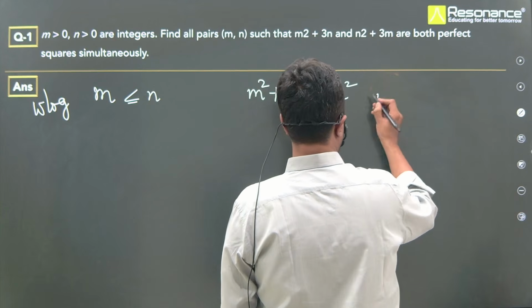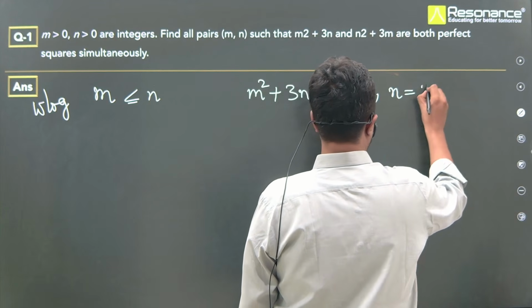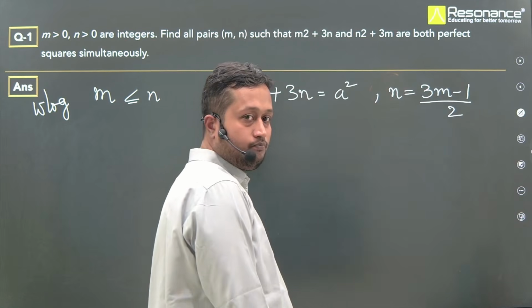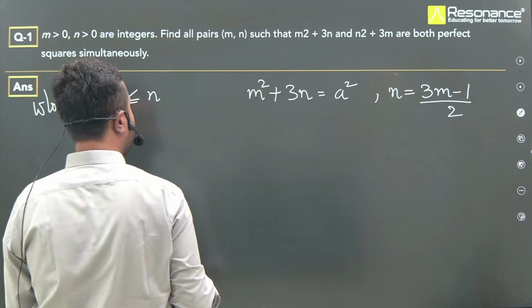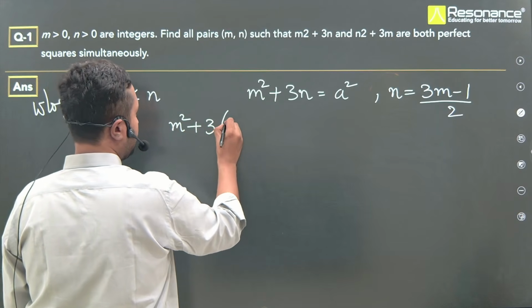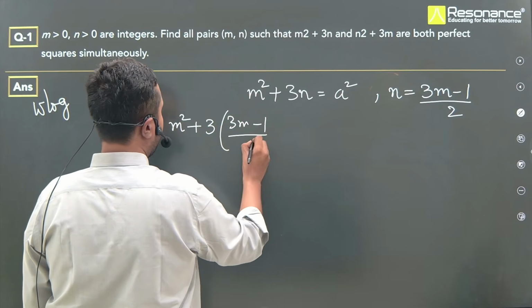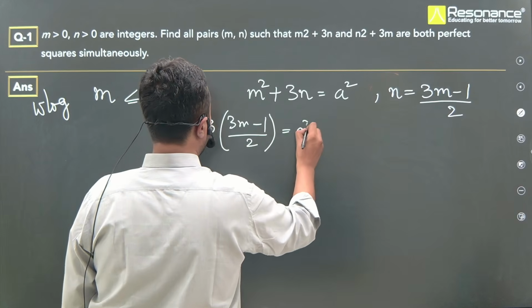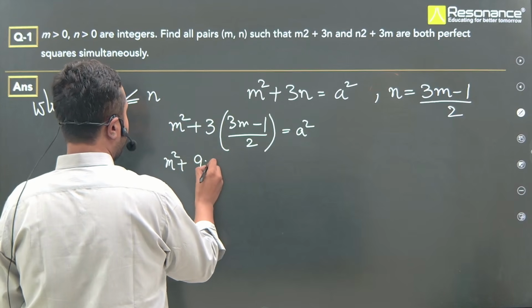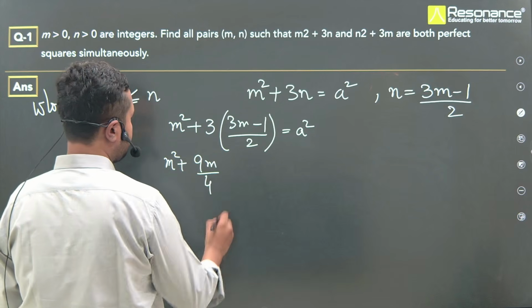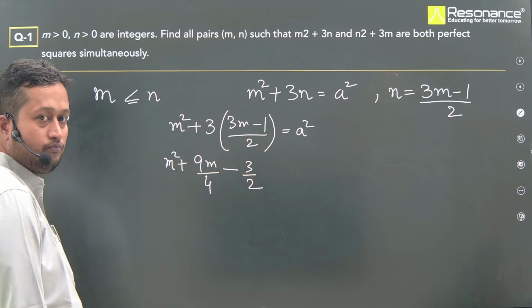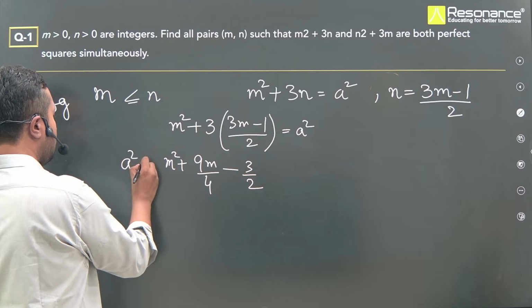Okay, let's write that conclusion. We had N equal to 3 times M minus 1 divided by 2, right? So let's take that value and plug it in over here. We have M square plus 3 times 3M minus 1 by 2 is equal to A square. What is all of that now? It is M square plus 9M by 4 minus 3 by 2. Let's just write that is equal to A square.